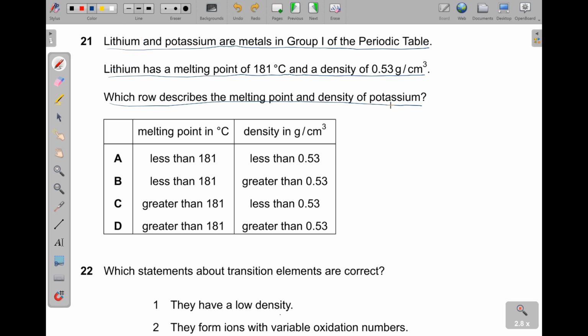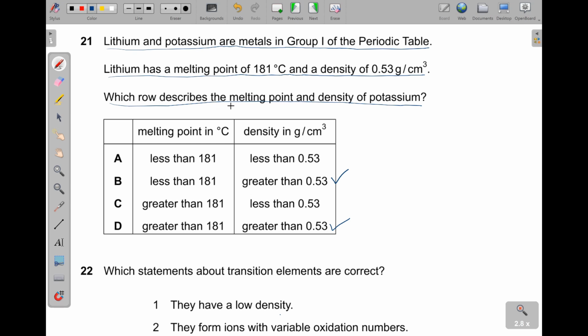They are all in group 1. Potassium has many more electrons, and its relative atomic mass is actually bigger than that of lithium. It has more protons compared to lithium, so its density has to be greater. So I have to look here and here. And then the melting point. Is the melting point of potassium greater or less than that of lithium?